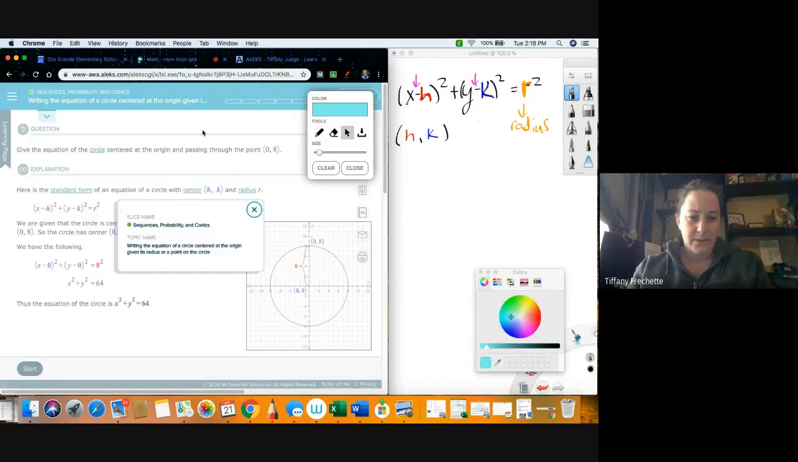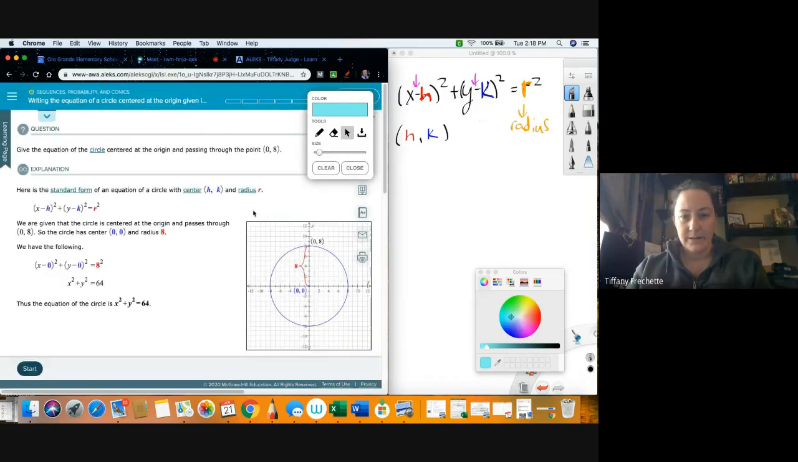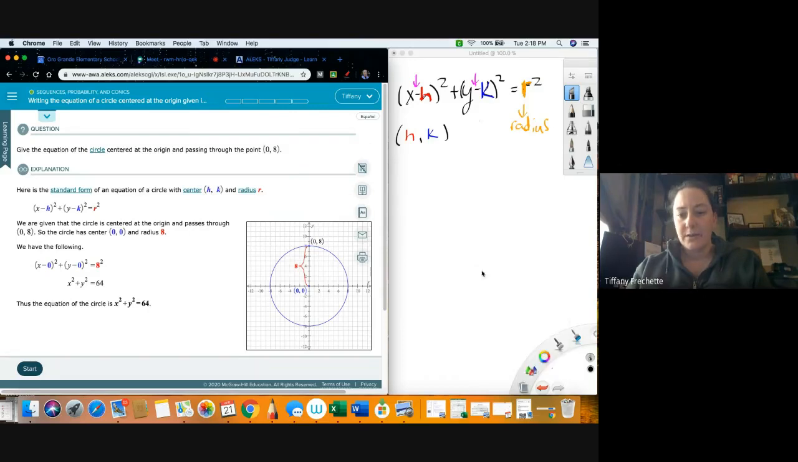Writing the equation of a circle centered at the origin, given its radius or a point on the circle. All right, so I'm going to close this. These are notes that I have over here on my whiteboard area that we've written for another topic for circles. With that topic, we started with the equation and we graphed the circle. This time they're going to give us pieces and we just have to fill this equation in. It's a super duper easy equation to fill in.